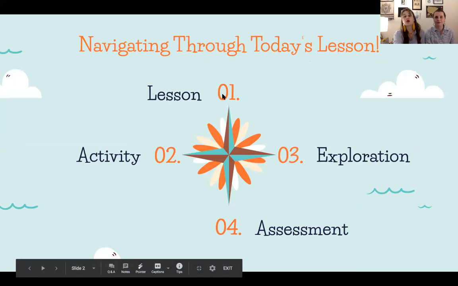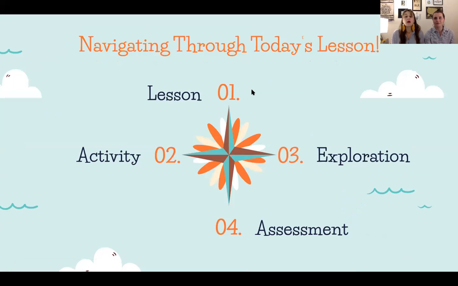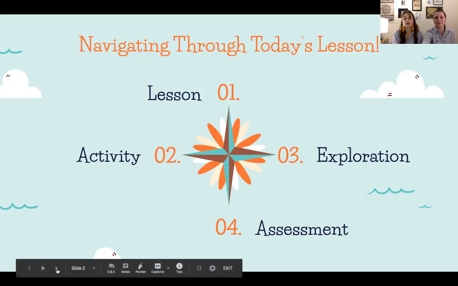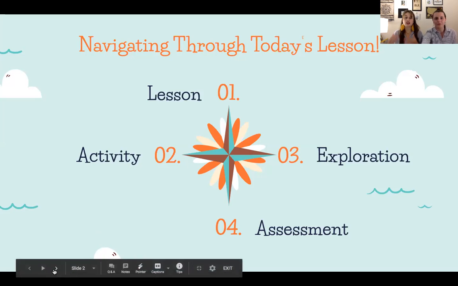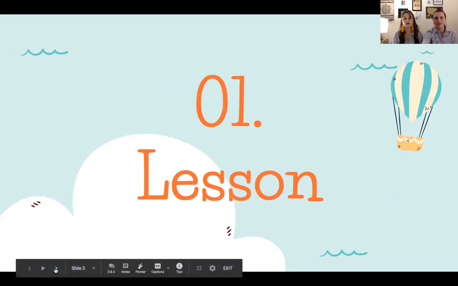So navigating through today's lesson, part one is the lesson part, part two is the activity, part three is exploration, and part four is the assessment to see if they understand what we have set for the objective for the lesson. We also have incorporated assessments throughout our lesson, but at the end we have activities to get the information in their mind so that when we do the assessment we'll know if they got it or if they didn't.